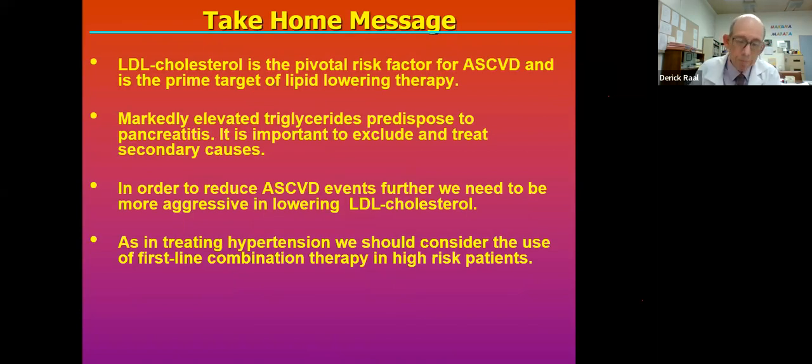So just in summary, I've tried to let you all know, and given you some cases to illustrate, that LDL is still the pivotal risk factor for cardiovascular disease. On the other hand, extremely elevated triglycerides predispose to pancreatitis. In these patients, we have to exclude and treat secondary causes. But in order to reduce atherosclerotic cardiovascular disease, we need to be more aggressive in lowering LDL cholesterol. And as in treating hypertension, we need to think about first-line combination therapy in our high-risk patients.